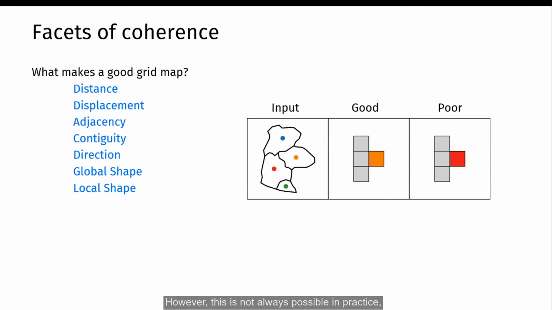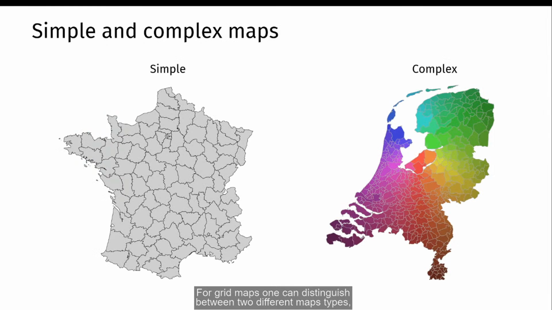However, this is not always possible in practice, and therefore there exist different algorithms for it. For grid maps, one can distinguish between two different map types, simple and complex maps. On the left is an example of a simple map, the departments of France. The shape of France is mostly convex, and many of the departments have a similar size.